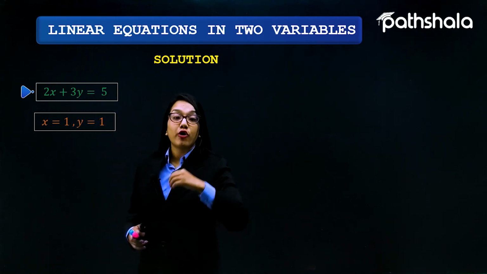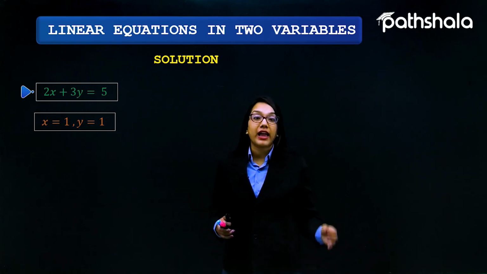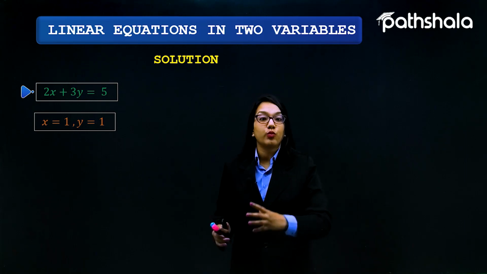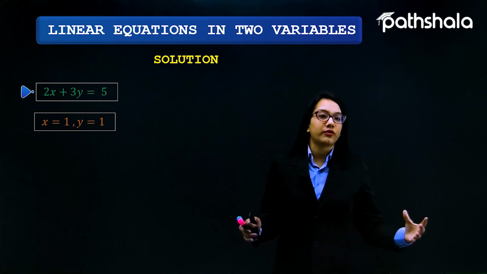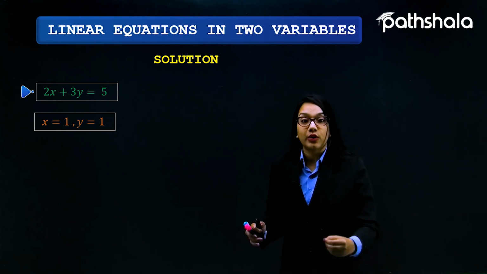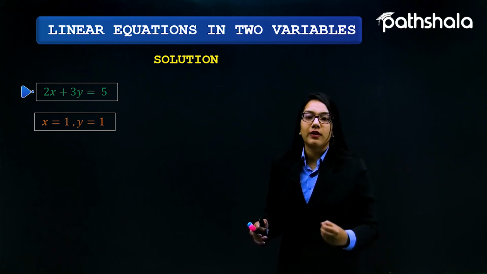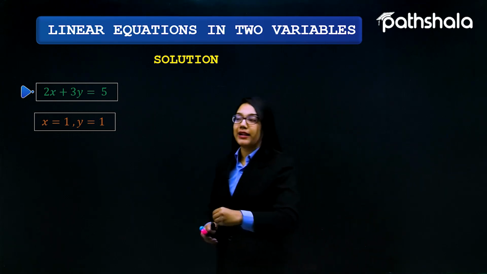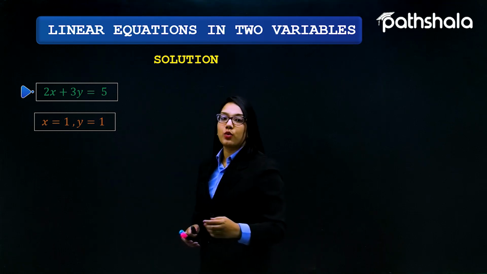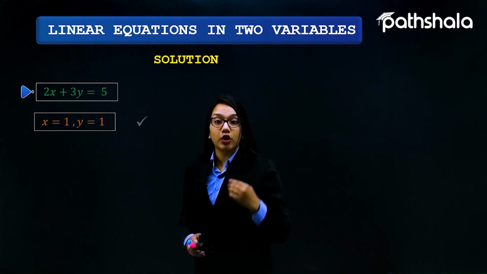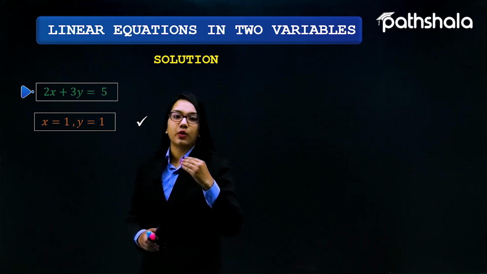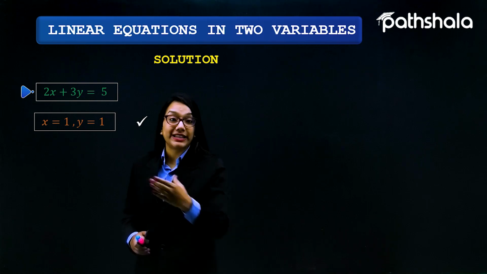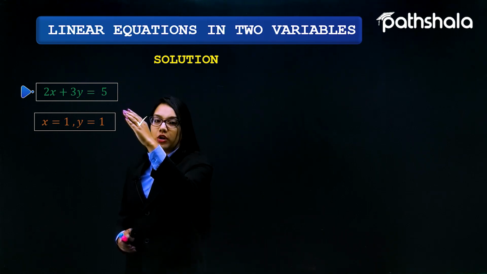So whenever, for any values of x and y, the LHS of the equation comes out to be equal to the RHS of the equation, then that particular value is called the solution of that equation. So it means that x is equal to 1, y is equal to 1 is a solution for this particular linear equation. So I'm marking it as right, saying that yes, it is the solution of this particular linear equation.